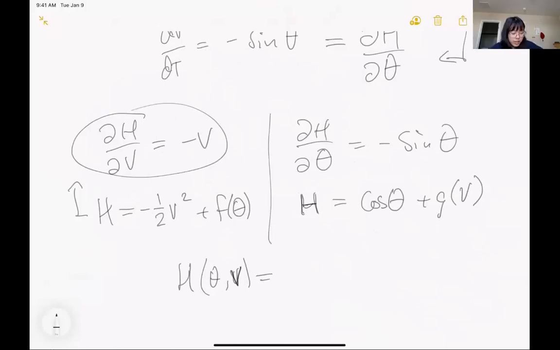I got negative 1 over 2 v squared plus cosine theta. Correct. Negative 1 over 2 v squared plus cosine theta.